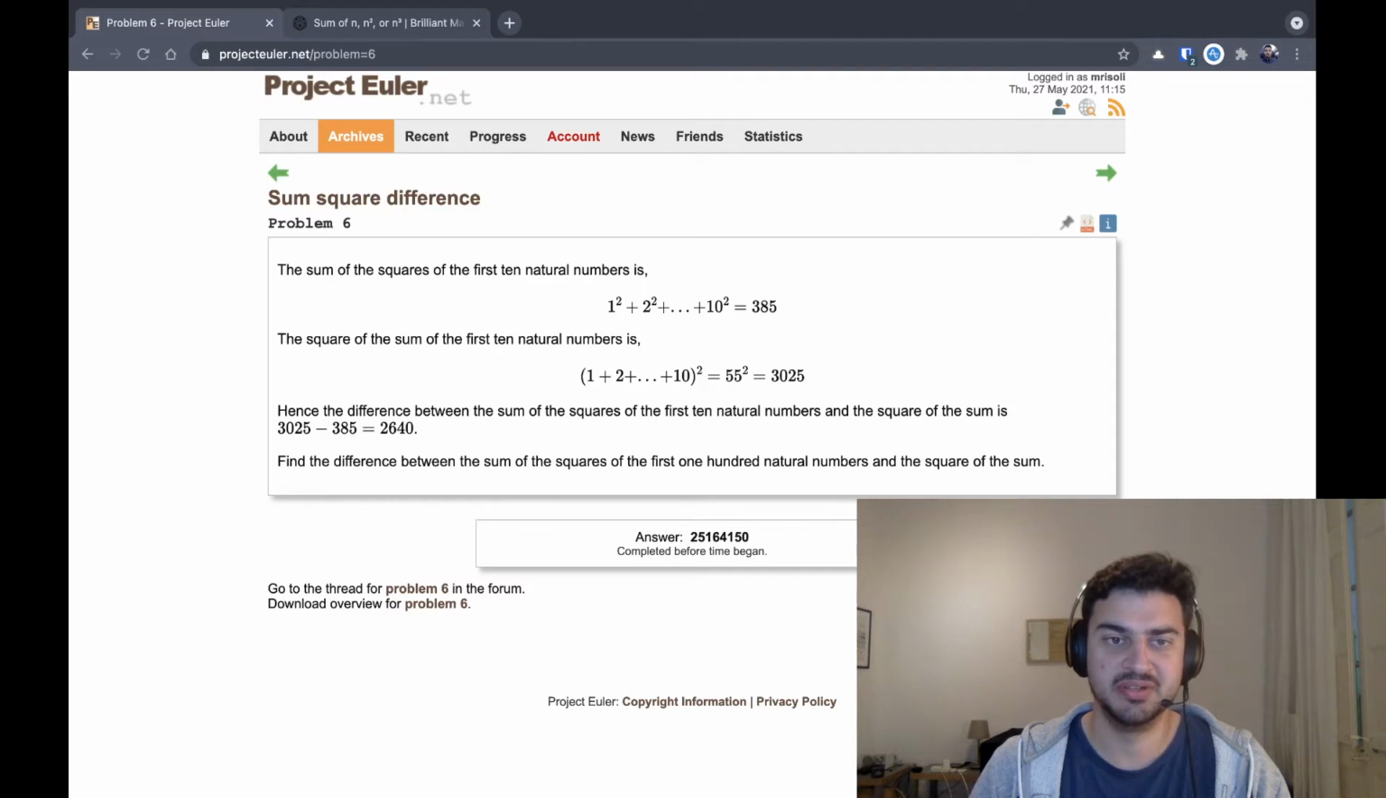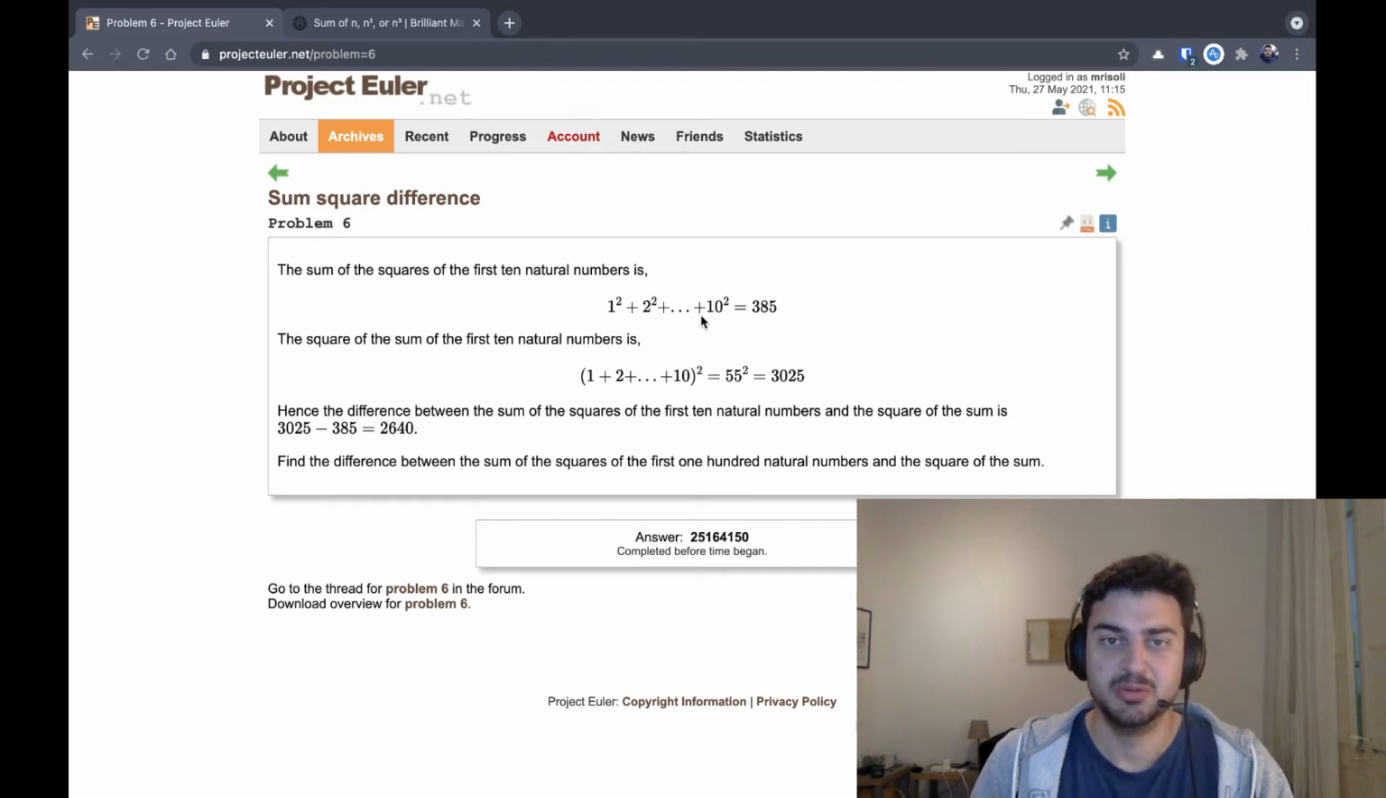This one is very straightforward. It just asks you for the difference between the square of the sum of the first 100 numbers in this case, and the sum of the squares of the first 100 numbers. So 1 plus 2 plus 3 plus all the way up to 100, squared, and then 1 square plus 2 square plus 3 square, all the way up to 100 square.